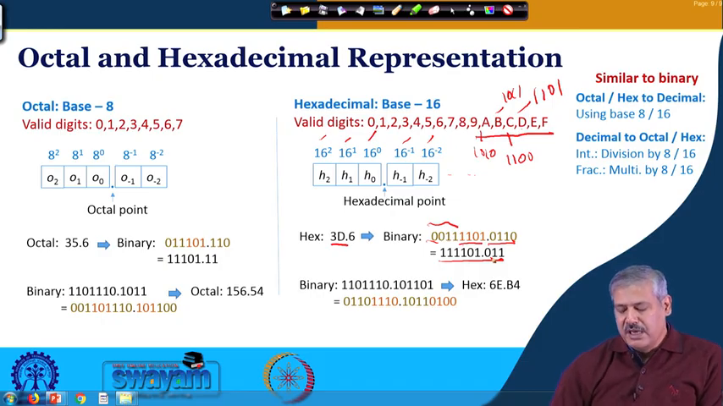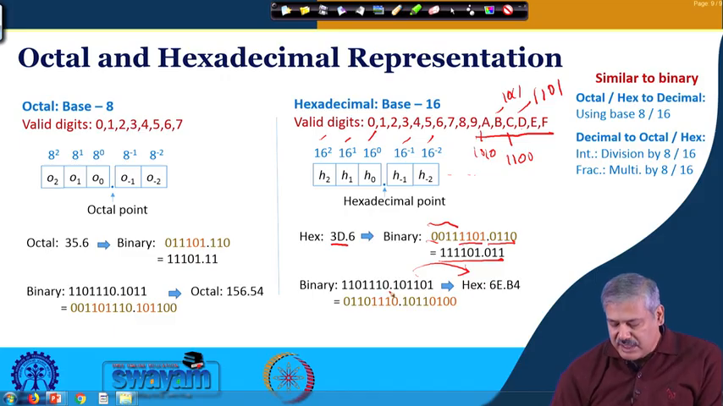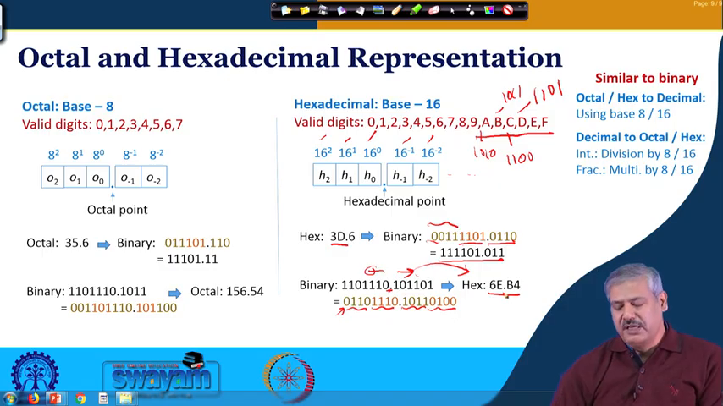And for binary to hexadecimal conversion, again you will be forming groups of 4 starting from the binary point as reference. For the integer part you will go towards the left, and for the fractional part you will go towards the right. Keep forming groups, and if required you add some leading zeros or trailing zeros, and then you convert to the corresponding hexadecimal, and the job is done.